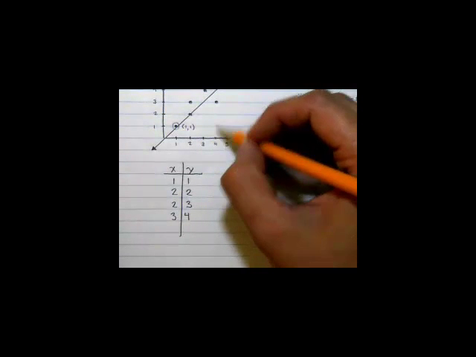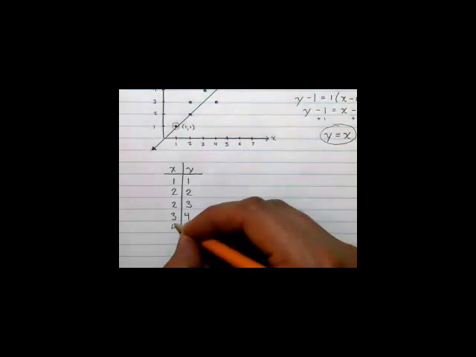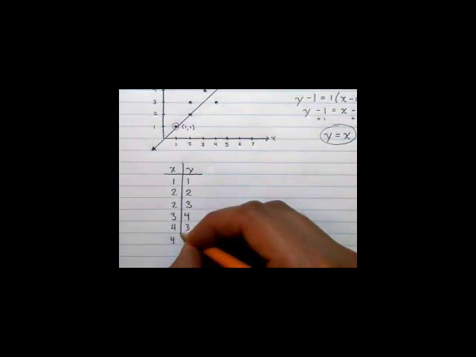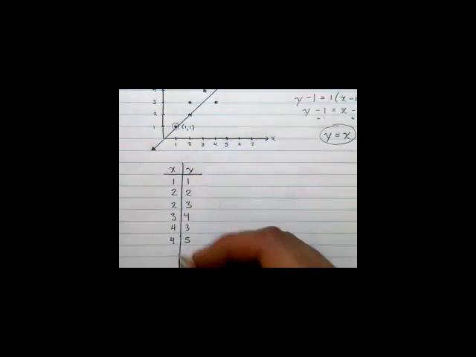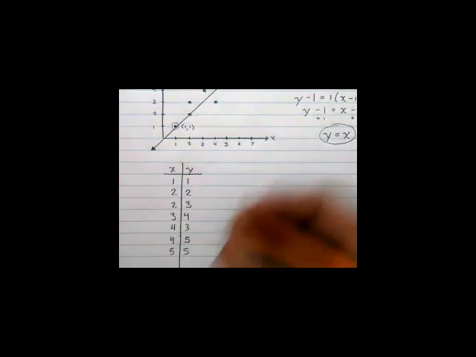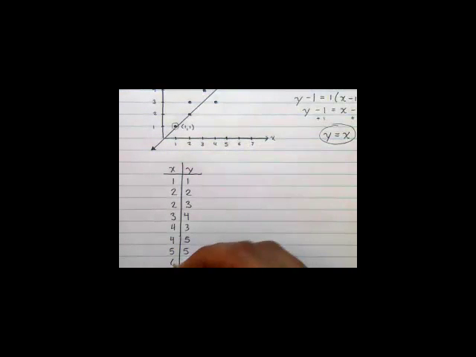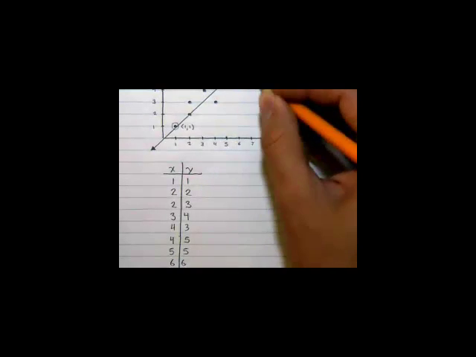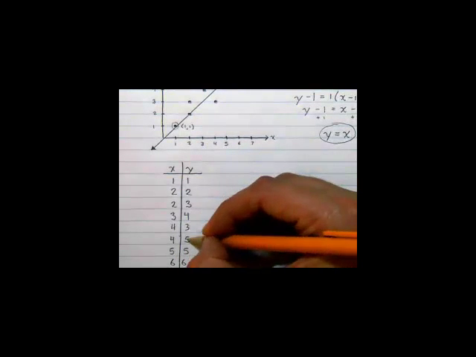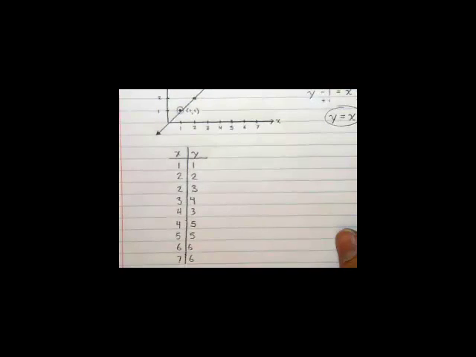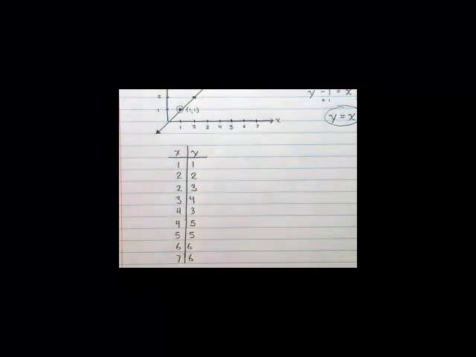Next ones we did were (4, 3) and (4, 5). Then we had (5, 5), (6, 6), and (7, 6). All right, so we had 1, 2, 3, 4, 5, 6, 7, 8. We had 9 points altogether there, okay? So we have to tell the calculator all of those points, where they are.